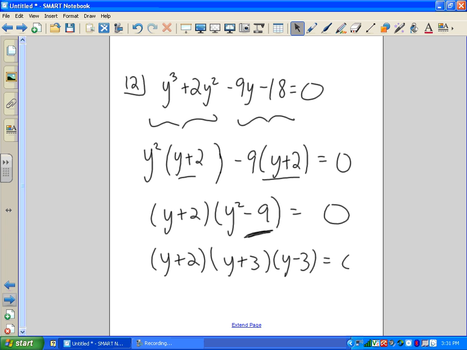Now let's see what makes them 0 here. So we're going to get y to be negative 2, and then negative 3 from that one and positive 3 from that one. So I'm just going to say plus or minus 3.